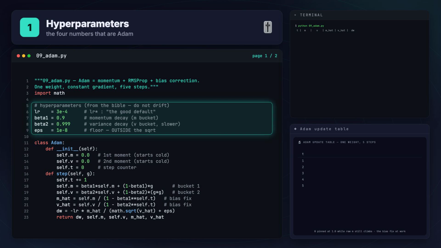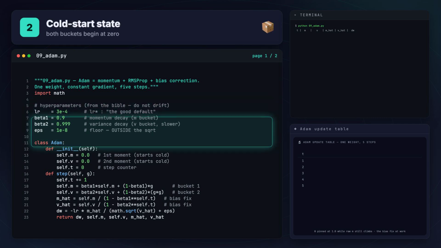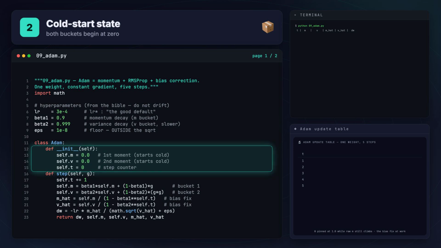Top of the file, the hyperparameters copied from the Bible so they don't drift. LR 3e-4, beta 1 0.9, beta 2 0.999, EPS 1e-8. These 4 lines are the entire personality of Adam. The comment notes that 3e-4 is the good default, the one we've been calling LR all course. The state: M 0.0, V 0.0, T 0. Both averages start at exactly 0. That's not laziness, it's the standard initialization, and it's why we need bias correction at all. If we'd warm started these, there'd be no cold start lie to fix.